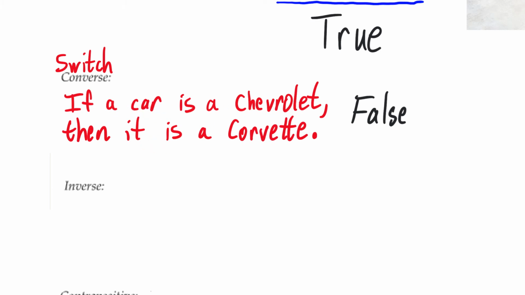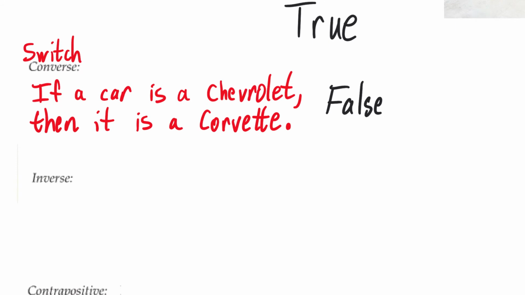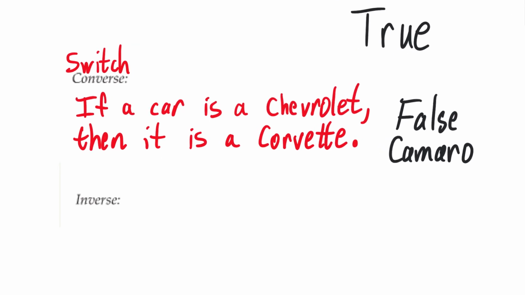Truck. Okay, we could say a Camaro, that'll work. Okay, so the Camaro is a counterexample because think about it. Is a Camaro a car that Chevrolet makes? Yes, but is it a Corvette? No. So this is a counterexample proving this statement to be false.